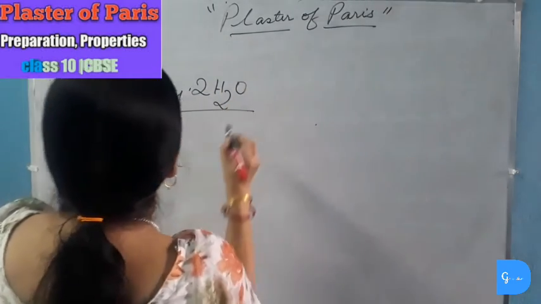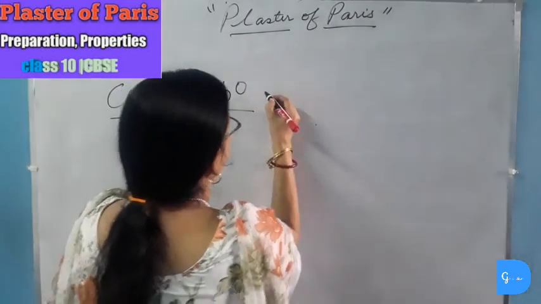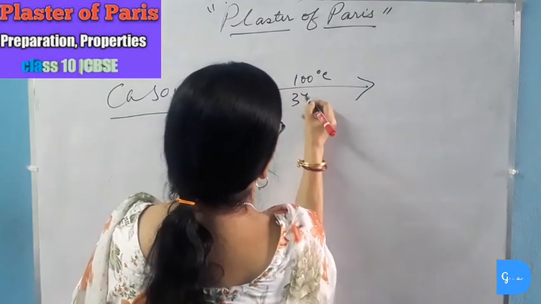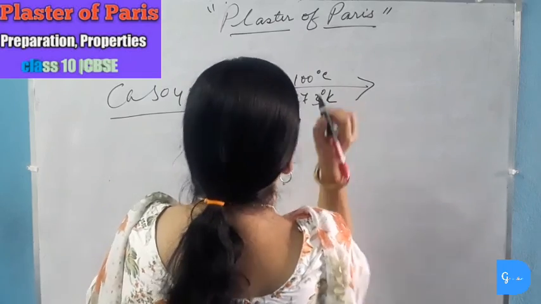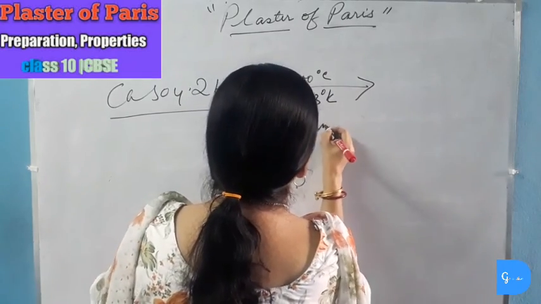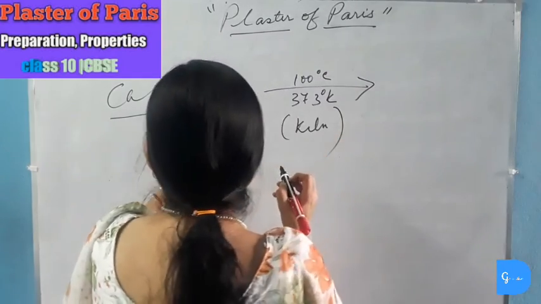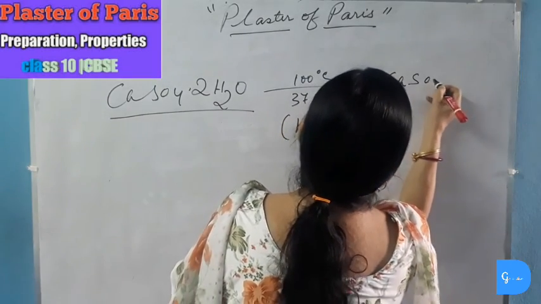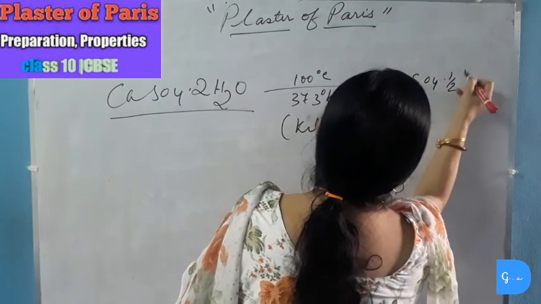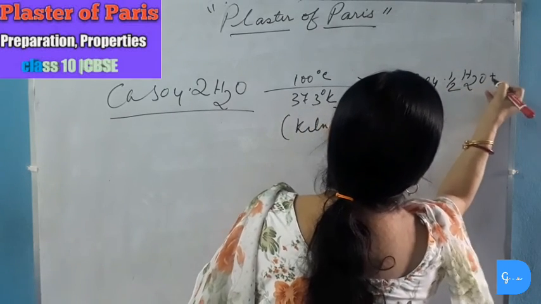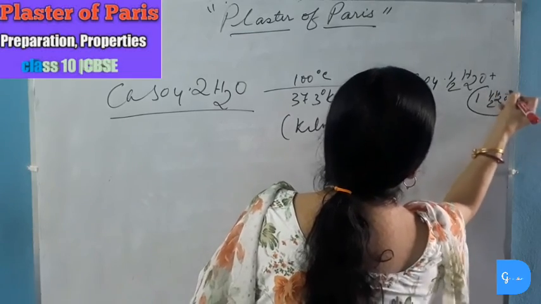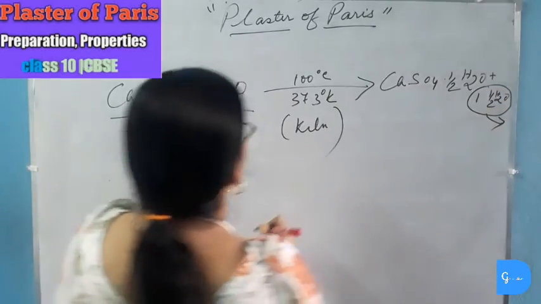This is gypsum or calcium sulfate dihydrate. When it is heated at 100 degrees centigrade or 373 degrees Kelvin in a kiln, then this gypsum gives off 3/4 of its water of crystallization and forms calcium sulfate hemihydrate, which is plaster of Paris. And this is the water of crystallization which is given off.